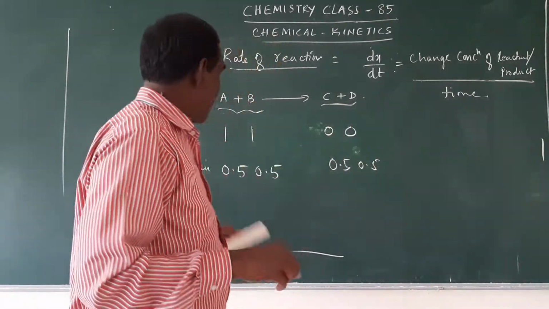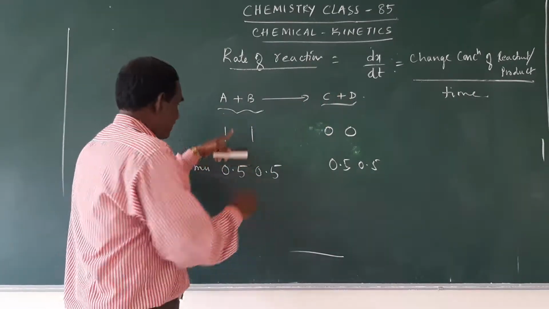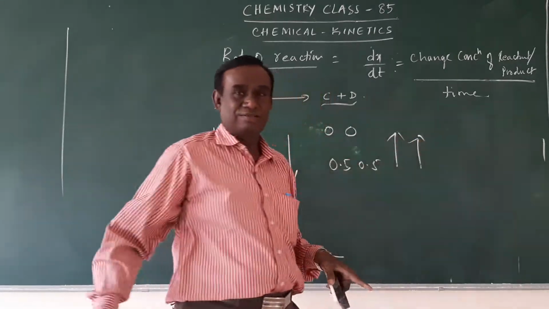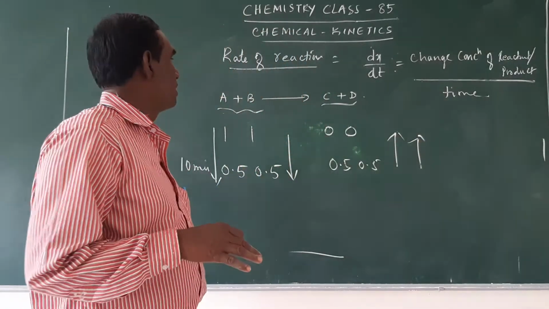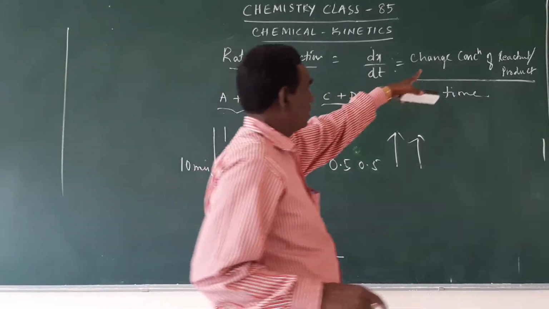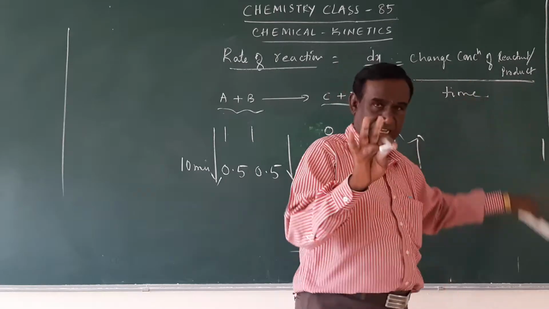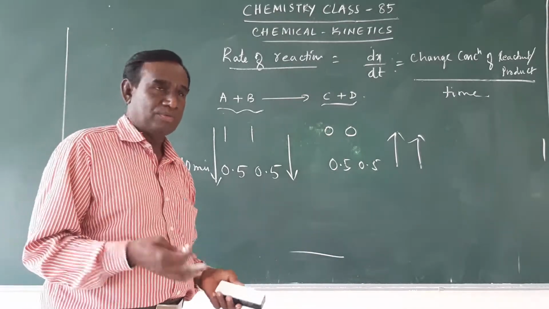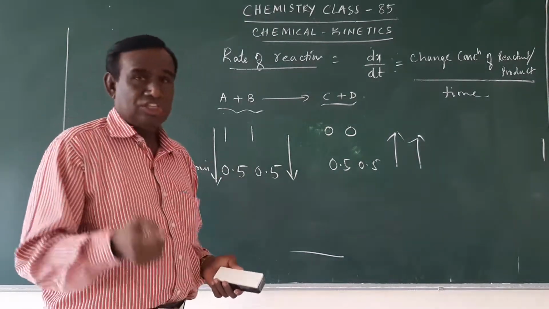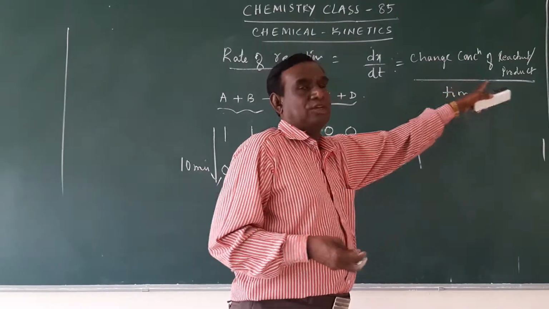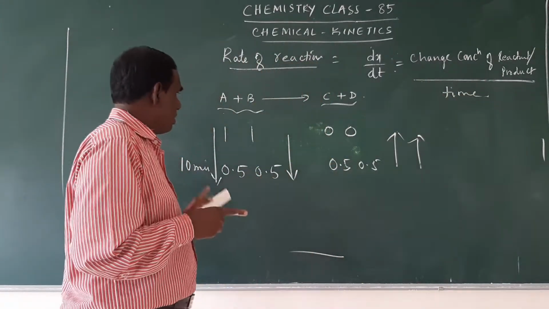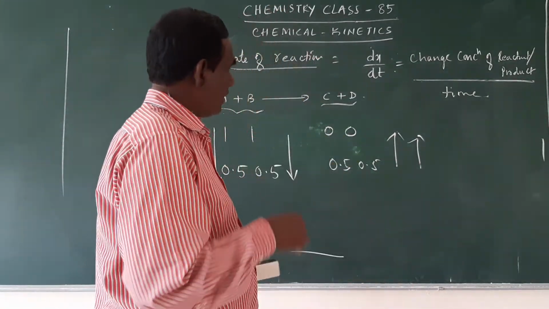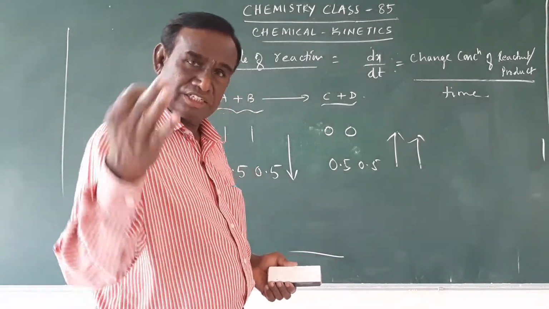So as time passes, the concentration of the reactants decreases, and the concentration of the products increases. In any chemical reaction you take this. Therefore, the change in the concentration of the reactant or product with respect to time is called the rate of reaction or velocity of chemical reaction. What about the rate of reaction with respect to reactants, and with respect to products? We can define the rate of reaction both for the reactants as well as the products.